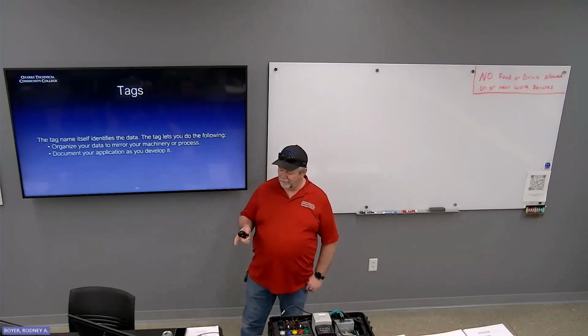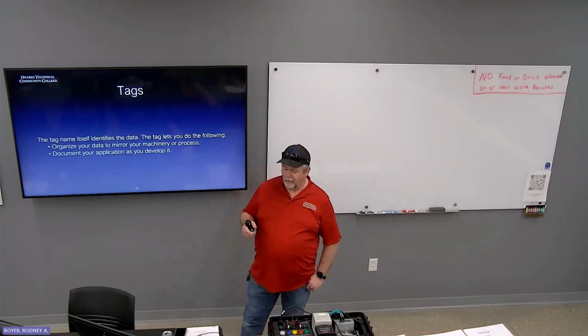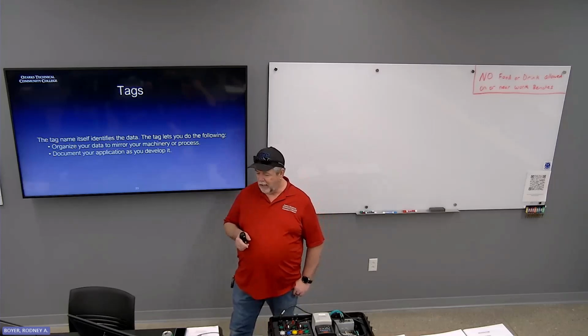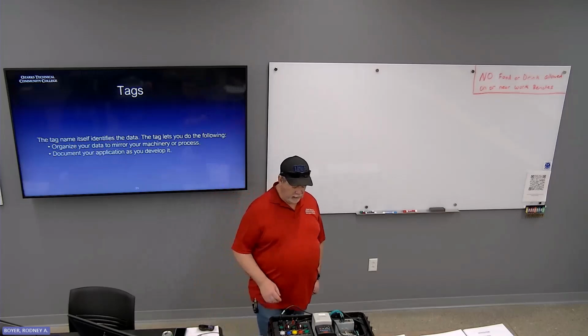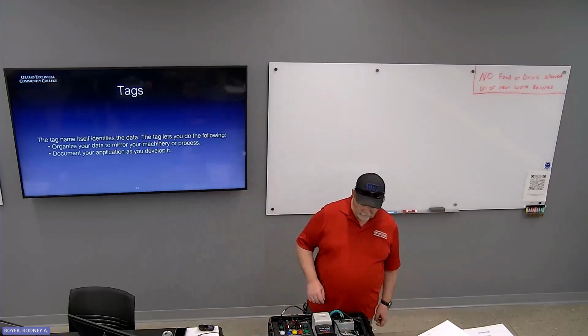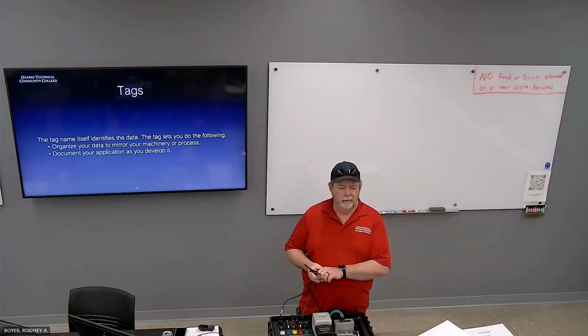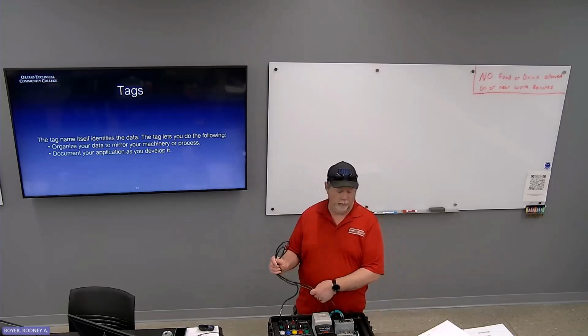The tag name itself identifies the data. Tags let you organize your data to mirror your machinery or process, and document your application as you develop it. That's the neat thing about 5000, it is self-documenting. So if you need a start push button, you call it start push button.